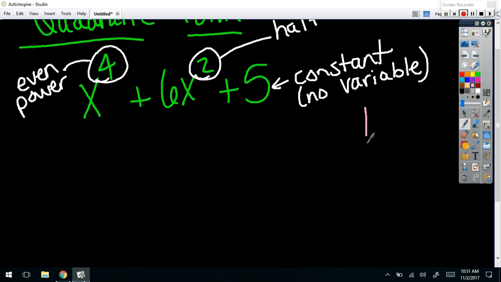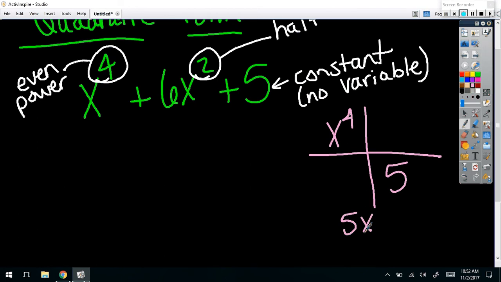All right, so my first box is x to the 4th, and my last is 5. My signs are the same, right? 5 and 1, not 3 and 2. But if I multiply these two together, I get 5x to the 4th. Now think about what you know about adding and what you know about multiplying. Because you multiply the first and the last box together.